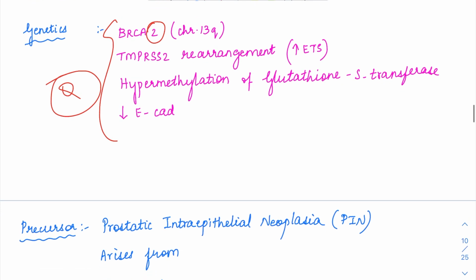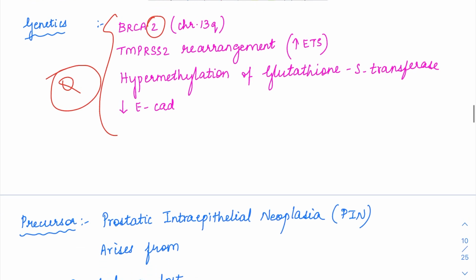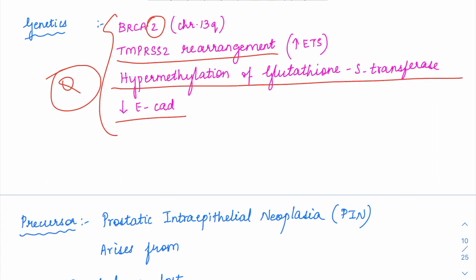Other than that, we have TMPRSS2 rearrangements, which is associated with Ewing's family of transcription factors. And then hypermethylation of glutathione S-transferase. Then reduced or downregulation of E-cadherin. Okay, so all four of these are going to be associated with prostatic cancer.